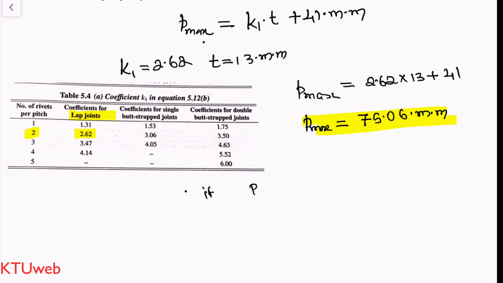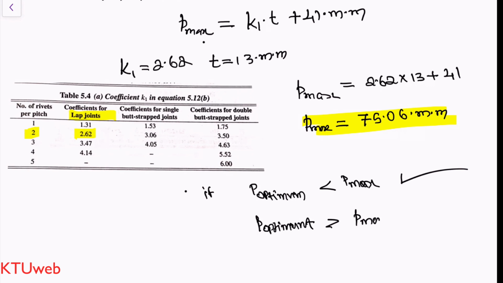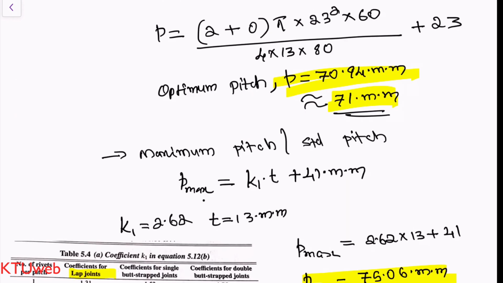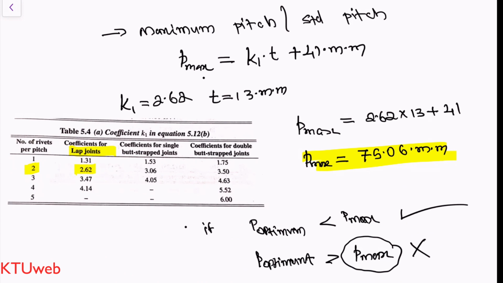That is, if P optimum is less than P max, you pass the checking. Otherwise, if P optimum is greater than P max, you cannot take that value. Instead, you have to choose the maximum value. Suppose in this problem you're getting the optimum pitch as some 80 mm. Definitely it is greater than P max, which is 75. So in that case, you cannot use an 80 mm pitch. Instead, you can go for the maximum value of pitch.